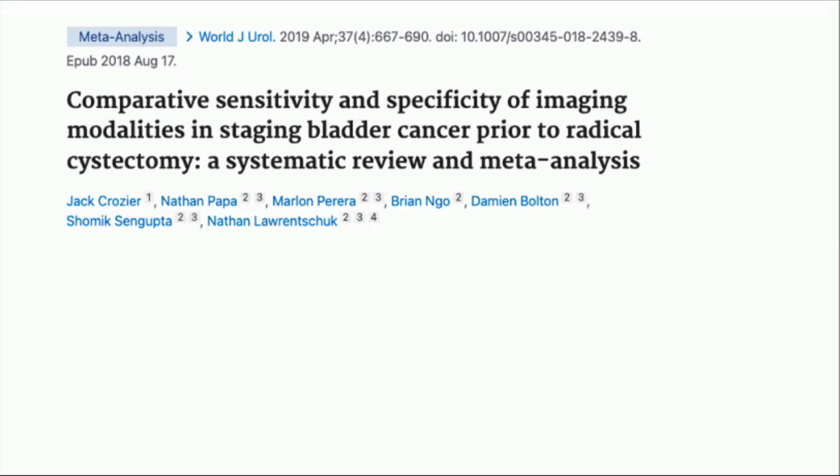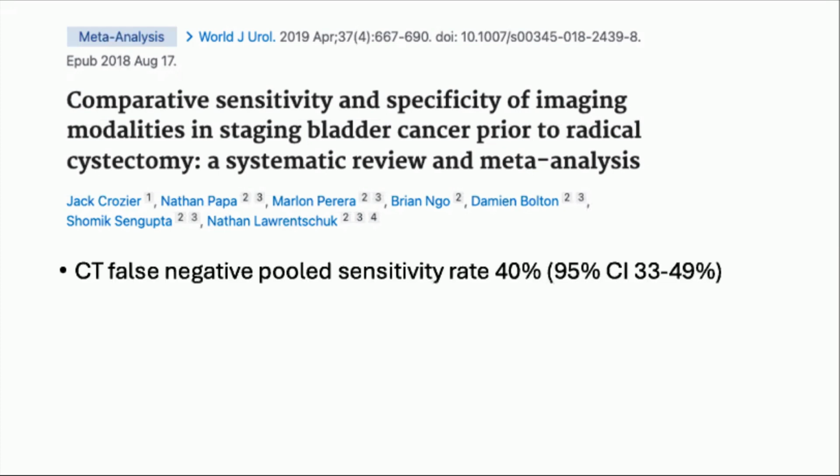Now, they included 20 studies that looked at CT, 10 on MRI, as well as 20 looking into PET-CT imaging. They found that the positive rates for CT scan for true positive lymph nodes only ranged between 56 to 90%. However, there was a false negative pooled sensitivity rate of 40%, meaning that in 40% of cases with a negative CT scan, patients may still harbor positive lymph nodes.